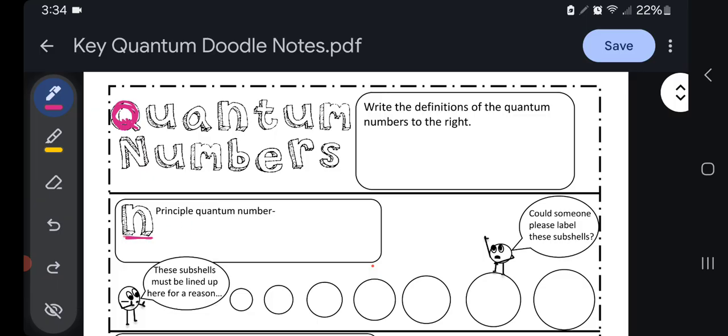Alright, the first one. So these quantum numbers are just the way we describe the electron configuration. Okay, so we're going to be talking about our electron configuration.